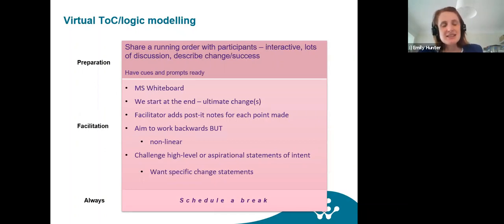And one of the things as facilitators that we aim to do, particularly with limited time, is to be constantly challenging statements that are coming across as perhaps high level or aspirational, that talk about intent. What we want to hear is that description of specific change. So what's change going to look like and how are we going to get there? And then lastly, but really importantly, always schedule a break in your sessions. So next slide, please.